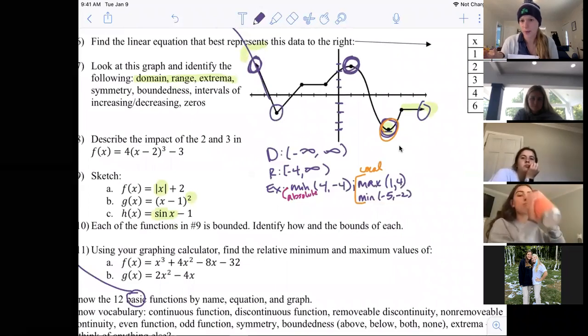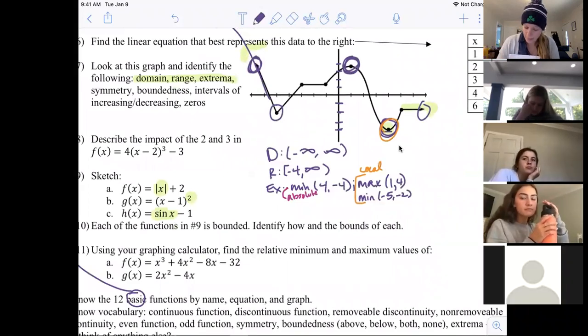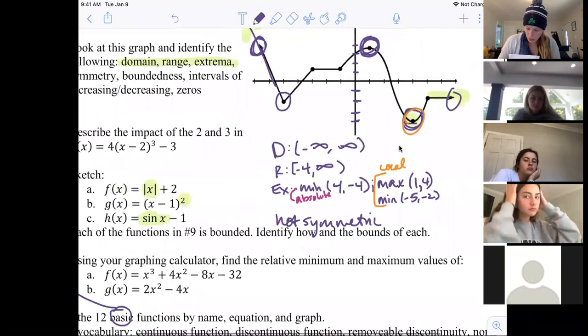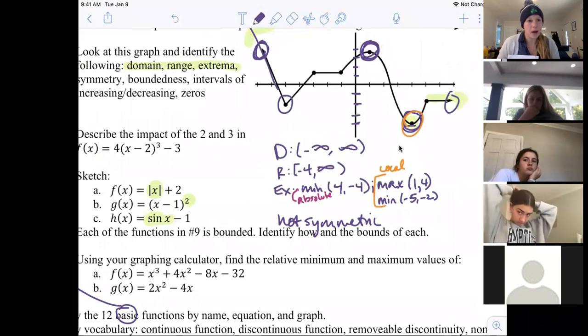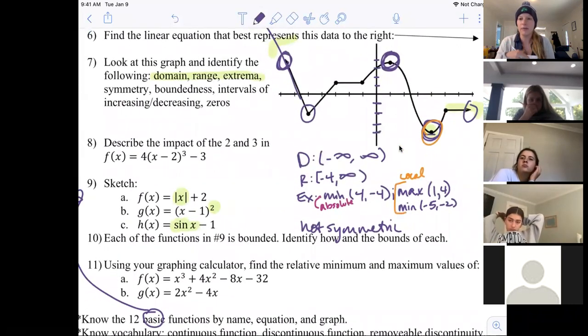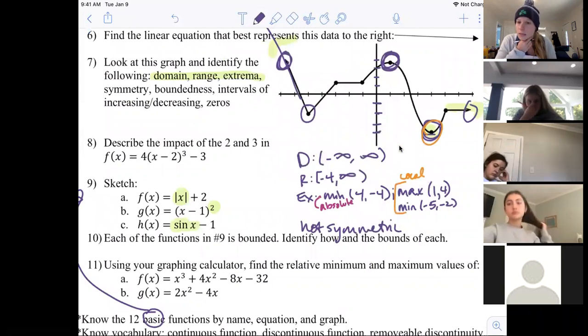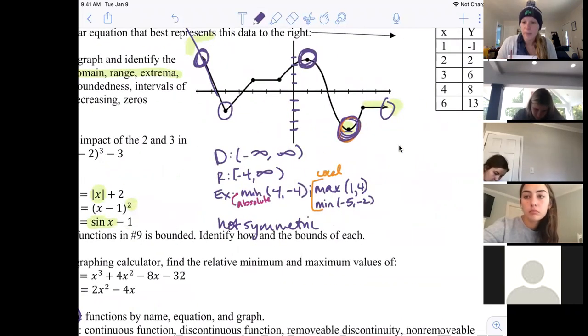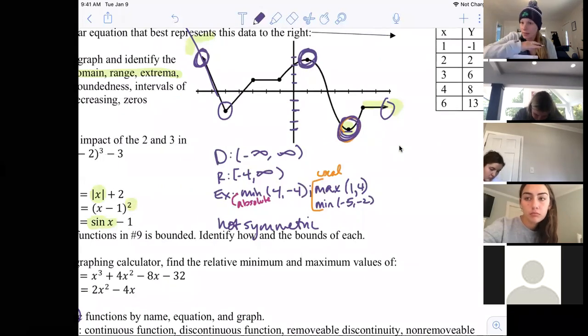Symmetry, that's a pretty easy one. Is this symmetric or no? No, not symmetric. Or it would be symmetry and you would write none. All right, boundedness. Is this bounded above or below, or none, or both sides? Below. Below, very good. This lowest max is a point of importance for us because it's bounded below. Nothing goes below that. So we'd say bounded below.